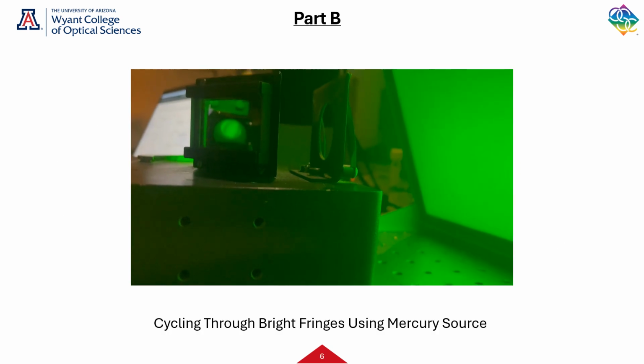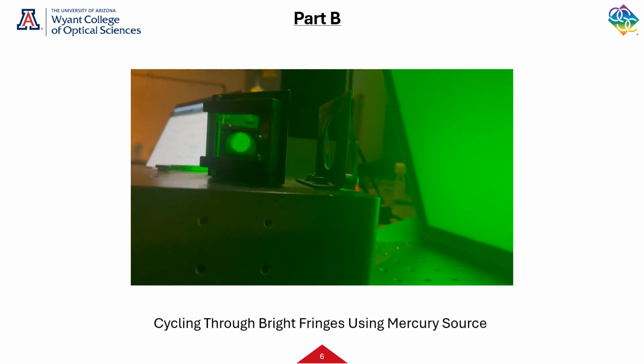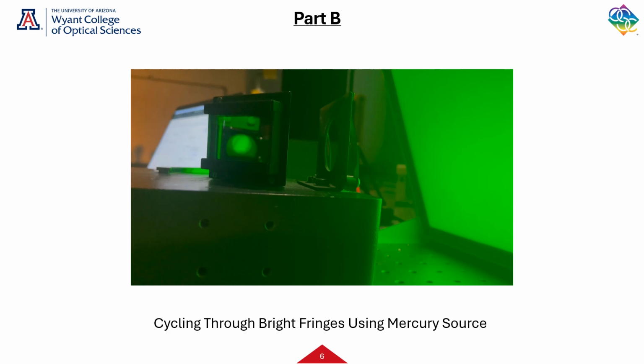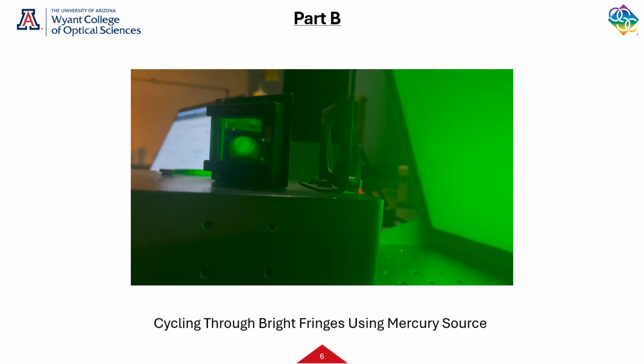In this video, you can see Jack cycling through the bright fringes of the provided mercury source. Using the change in micrometer distance of 50 fringe modulations, we are able to calculate the wavelength of the mercury source.